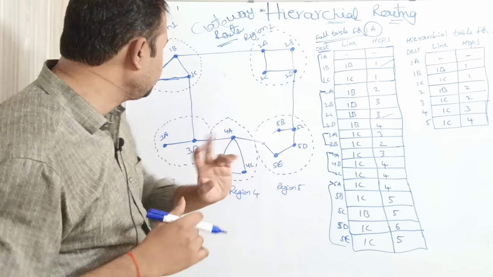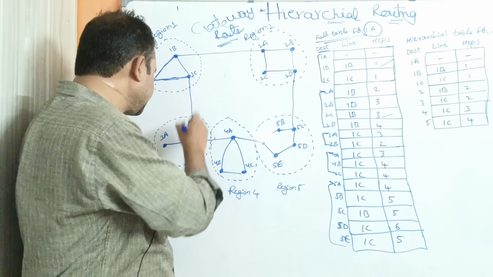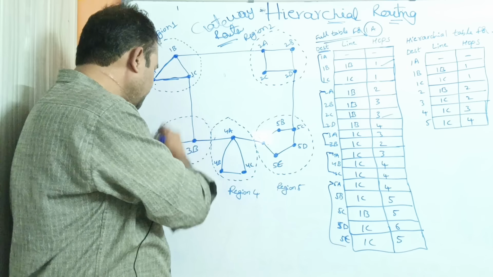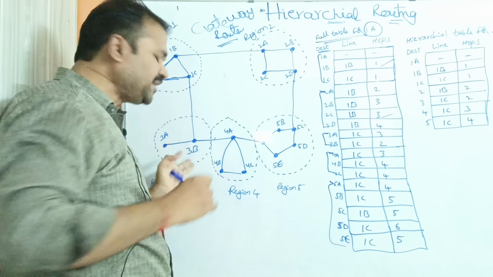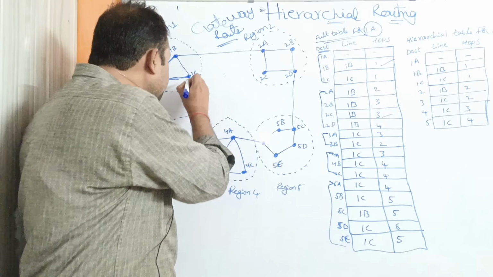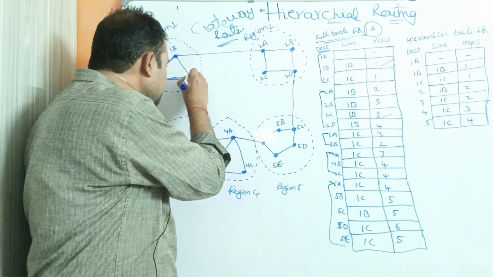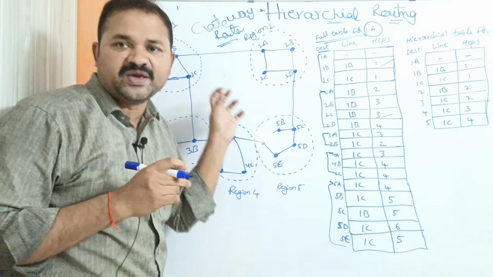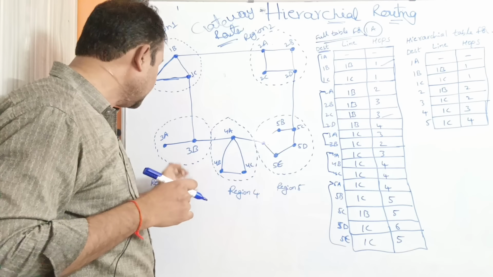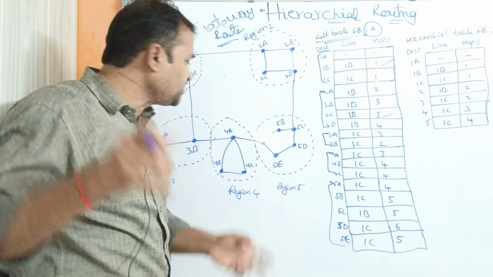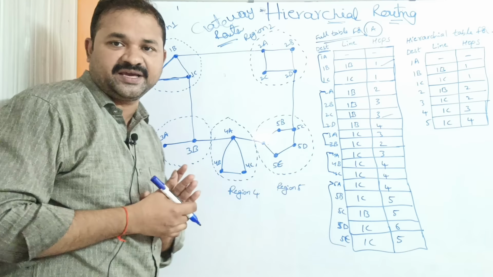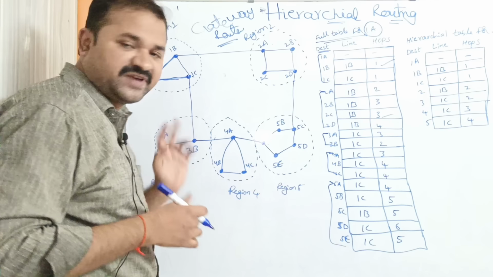Next, let us see about 3A. 3A means this is the third region. In order to transmit the packet to the third region, which router are we using? We are using the gateway router 1C. Why? Because 1C is nearer to region 3. We have a connection between 1C and 3B, so via this path we have to send.